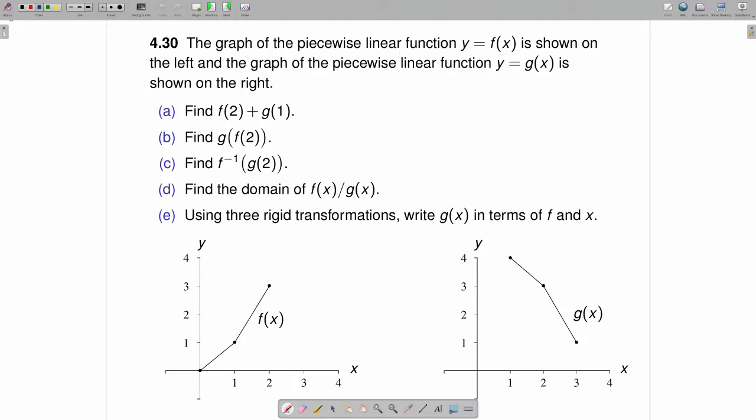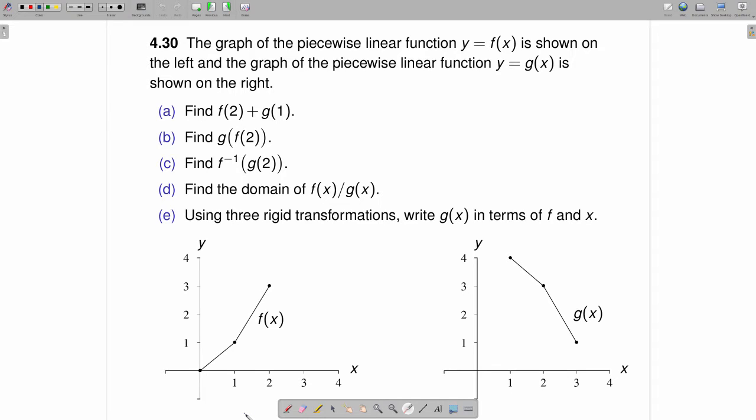The graph of the piecewise linear function y equals f of x is shown on the left, and the graph of the piecewise function y equals g of x is shown on the right. Part A, find f of 2 plus g of 1.